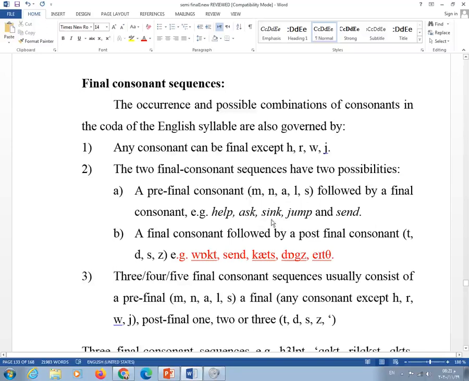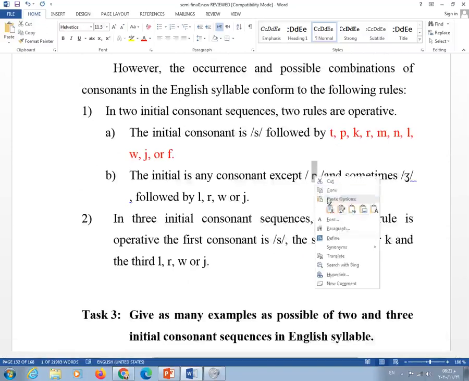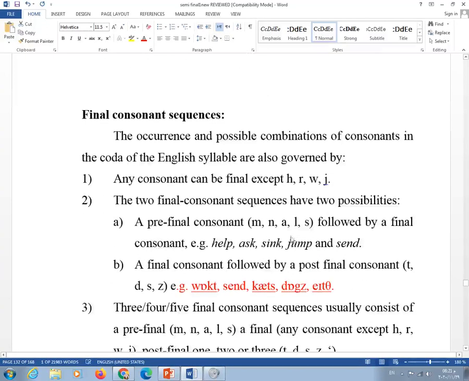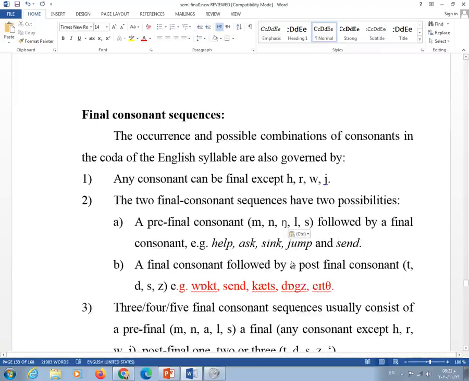Sing, ng, this is the ng consonant. Copy and put it here. Okay, so this is sing, because we have ng followed by k or g, it turns into ng. Is ng one of them? Yes, because ng is one of the five consonants that can be prefinal.